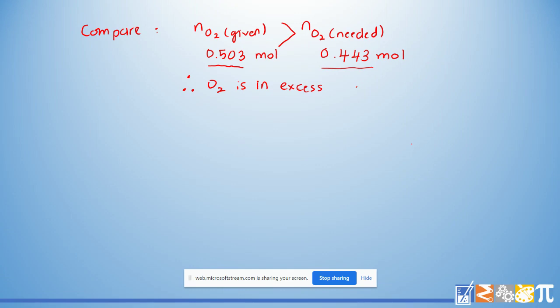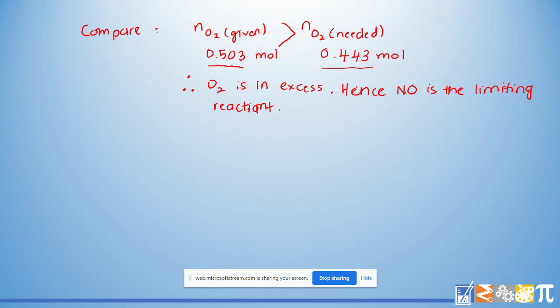If oxygen is in excess, that means we automatically know that the other reactant is the limiting reactant, which is NO. You have to write all this explanation, it is very important. Reactant, sorry.